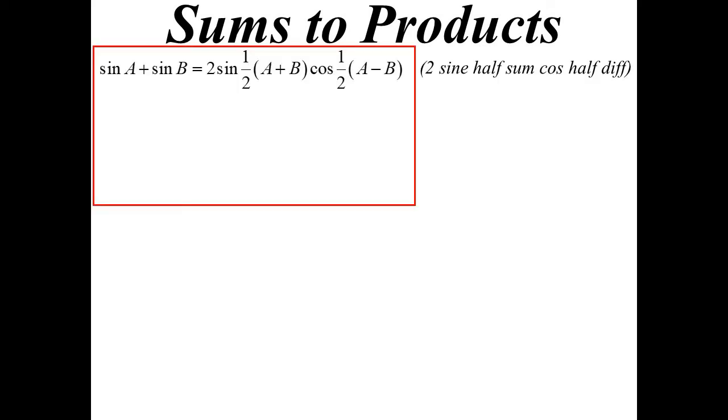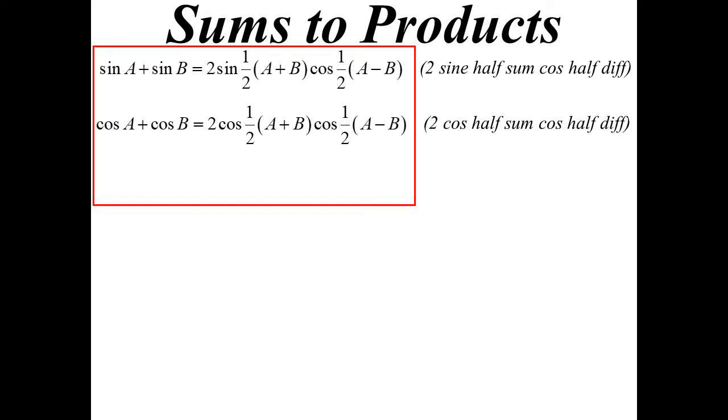So if I want to add two sine functions together, look at this wonderful thing that we get. 2 sine half of a plus b cos half of a minus b. No, we don't remember it like that. 2 sine half sum cos half diff. 2 sine half sum cos half diff. Difference.